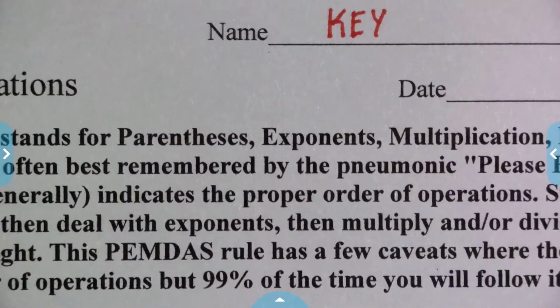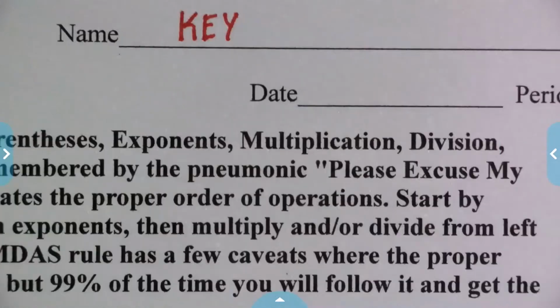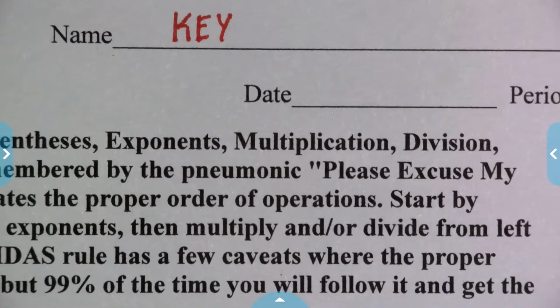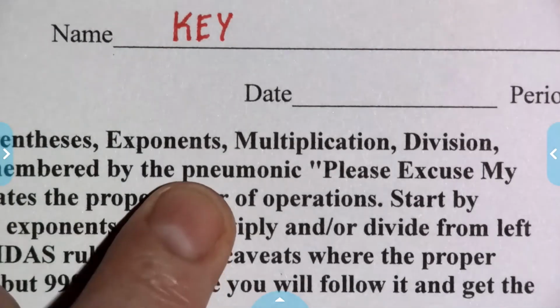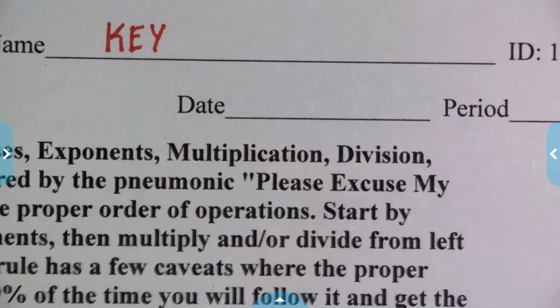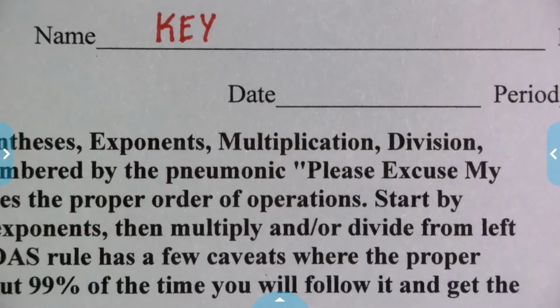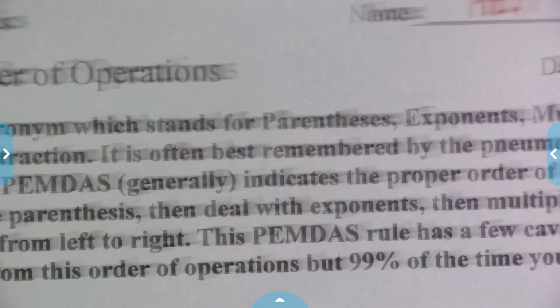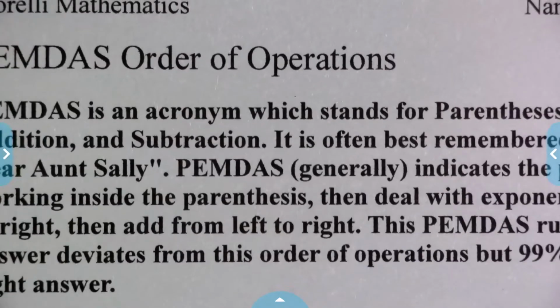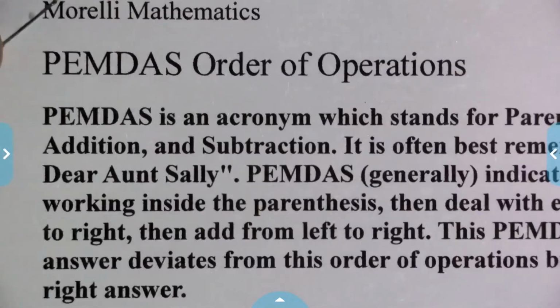And it's often best remembered by the mnemonic. Please forgive the spelling there. Please excuse my dear Aunt Sally. So please stands for parentheses, excuse for exponents, my for multiplication, dear for division, aunt for addition, and Sally for subtraction.